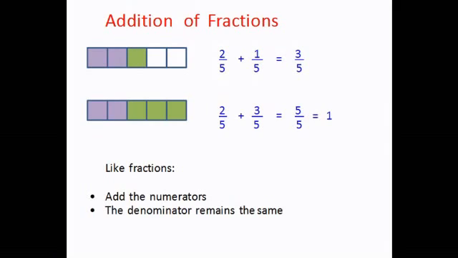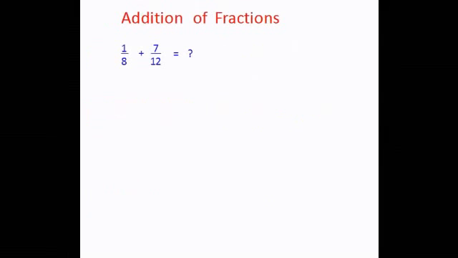Now this was all about the like fractions. Now how about unlike fractions? How do we do that? Now let's look at this example. Here the fractions are 1 over 8 and 7 over 12. That means these are unlike fractions.